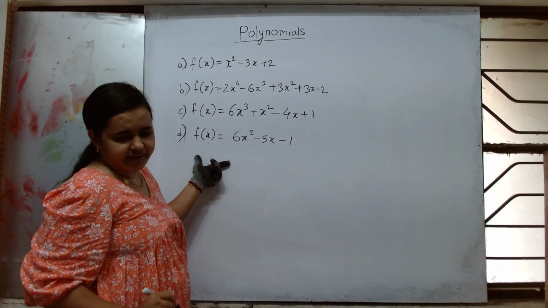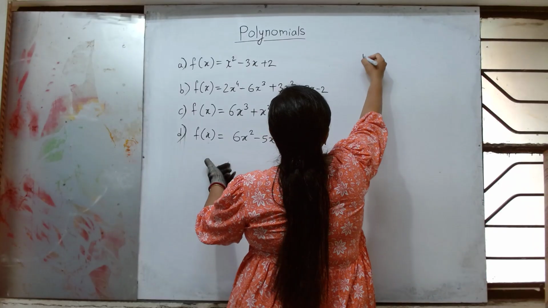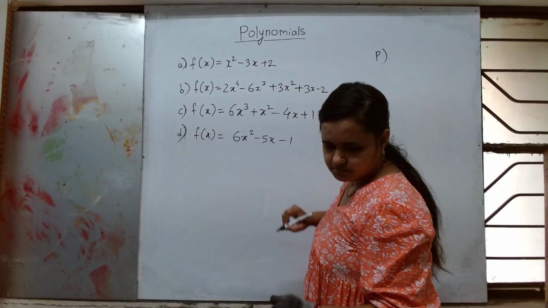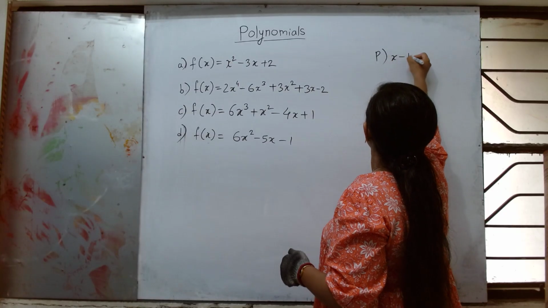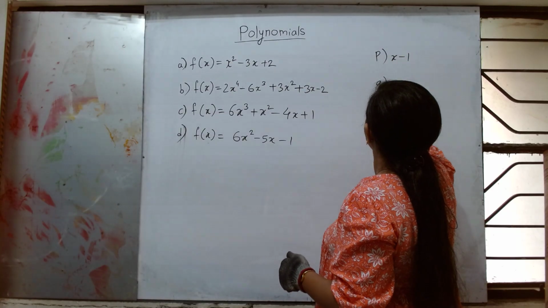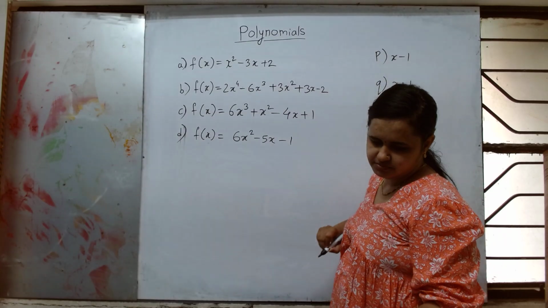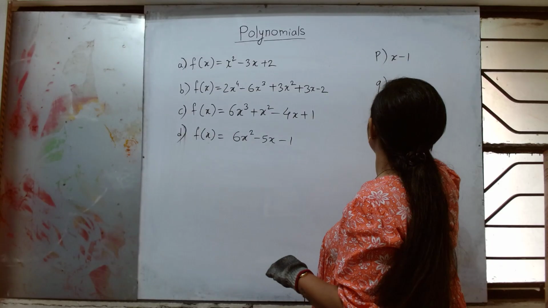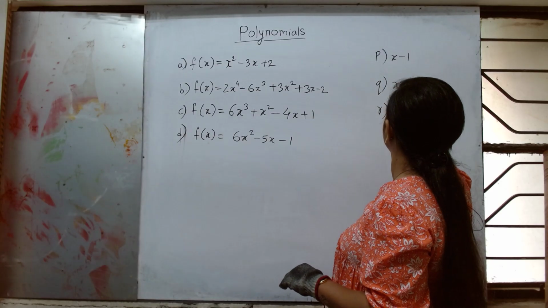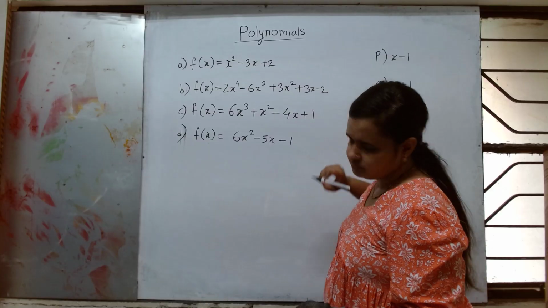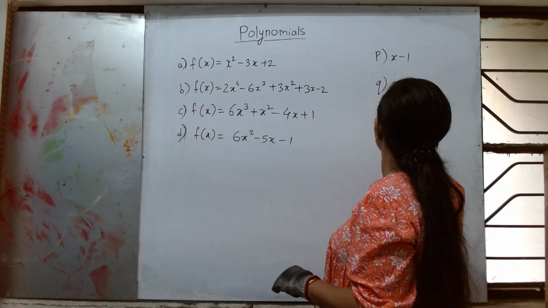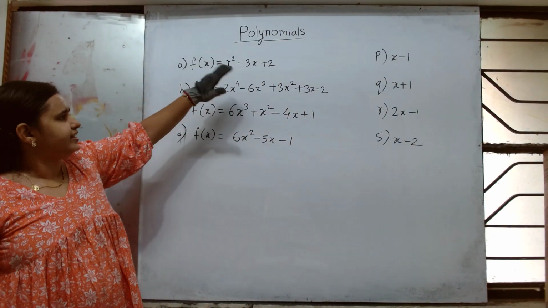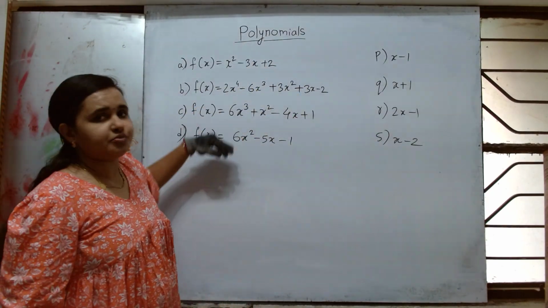Now factors are given as x minus 1, x plus 1, 2x minus 1 and x minus 2. We have to match it. Which of these are factors of these polynomials?